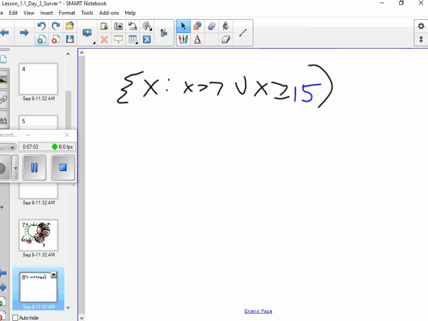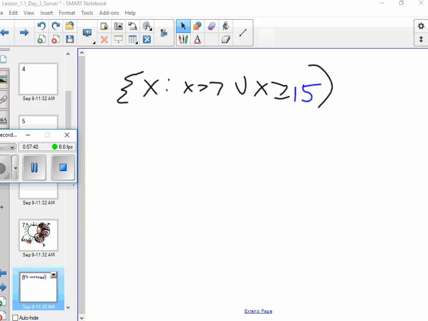There we go. X, where X is bigger than 7, union with X is greater than or equal to 15. My tip for the day: always make it a number line and then see which version they wanted. Whether or not they want a number line as the format for the answer, number lines help so much that I would make a number line every time. So in this one, I just want you to give me a number line and then give me interval form. First make a number line for this, then give me interval form for that. I'm going to pause while you do that.